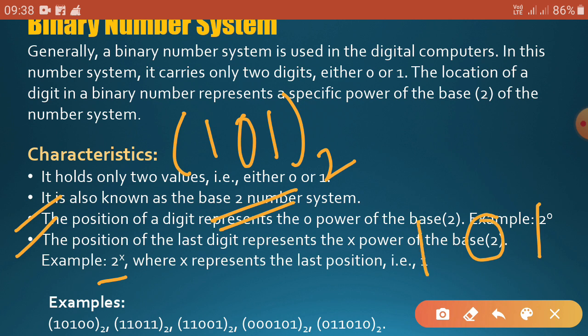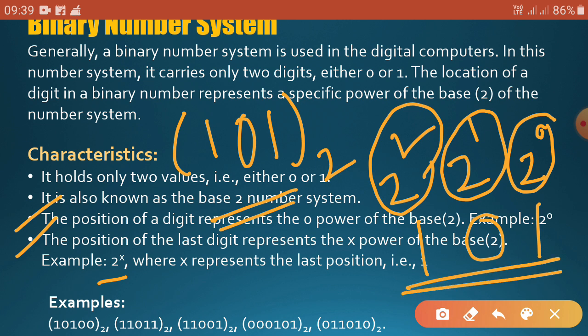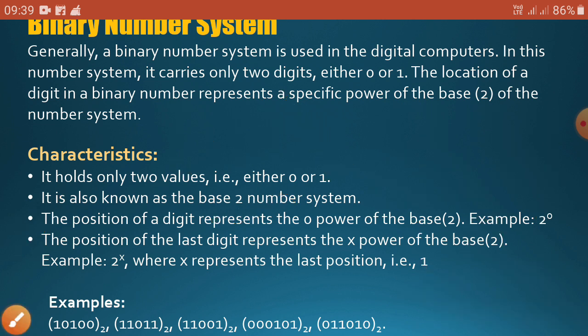101. The base value of these binary number systems will be: for 1, that will be 2 to the power 0, then 2 to the power 1, then 2 to the power 2. Got it? So the base value is being incremented. Here it is 2 to the power 0, next one 2 to the power 1, next one is 2 to the power 2. So the power is increasing by 1. Go to the next slide.